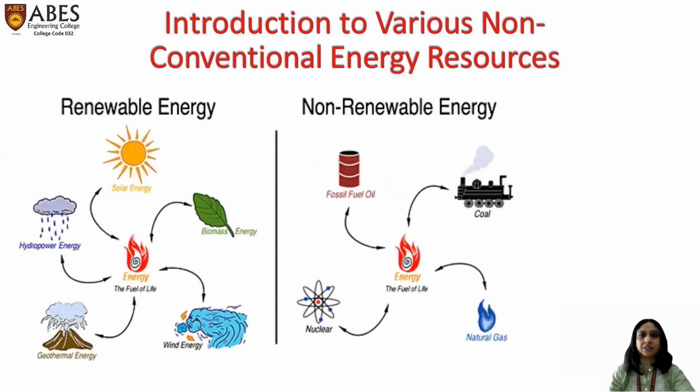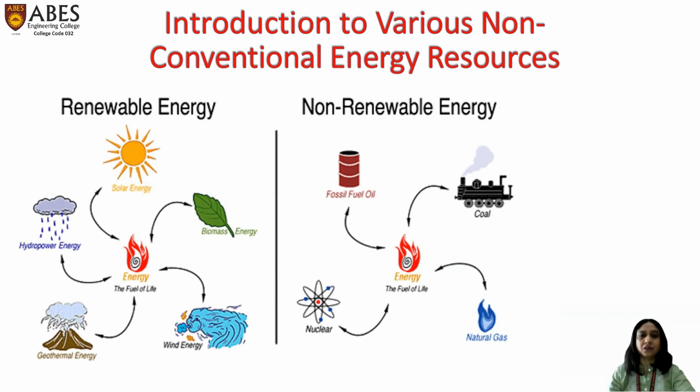Basically, the energy resources are of two types. The first is renewable energy and the second one is non-renewable energy. As the name suggests, renewable energy is a type of energy that, if we use it, can never be finished off. Basically, it replenishes at higher rates than we consume. And non-renewable energy is a type of energy that will be finished one day.